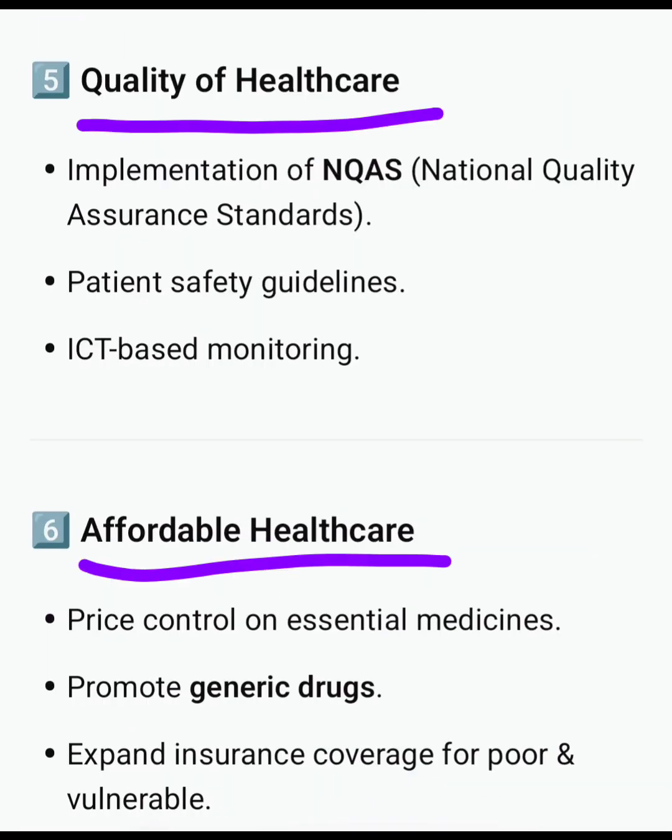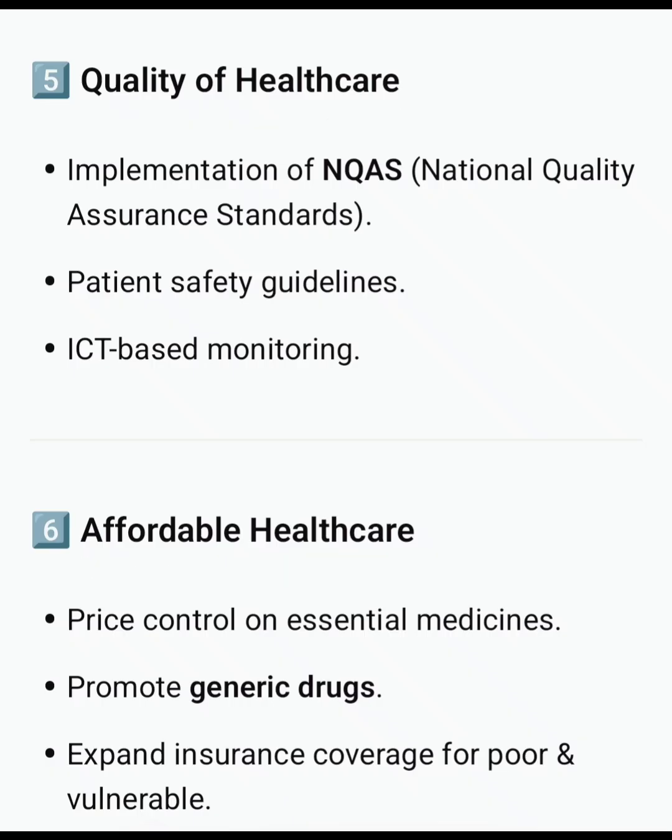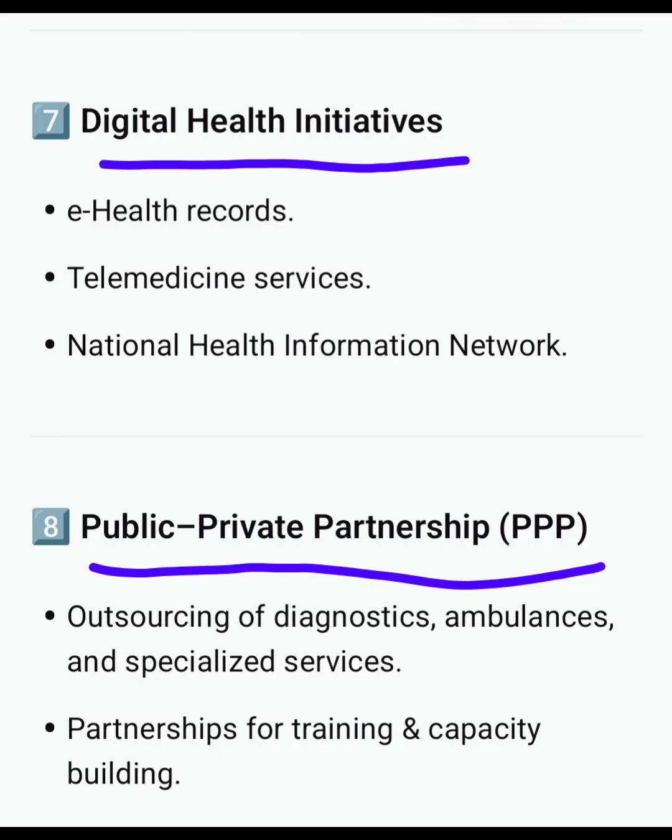Fifth one, quality of healthcare: implementation of national quality assurance standards, patient safety guidelines, then ICT-based monitoring. And sixth one, affordable healthcare: price control on essential medicine, promote generic drugs, and expand the insurance coverage for mostly poor and vulnerable persons. Seventh one, digital health initiatives, that is e-health record, telemedicine, national health information network. And eighth one, public private partnership.